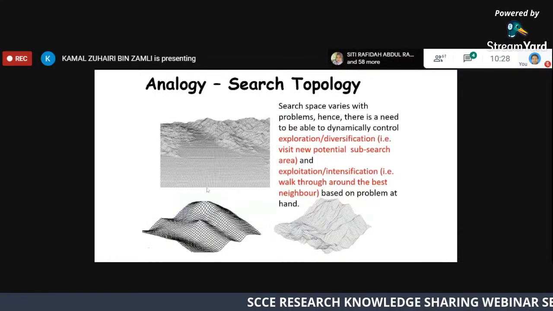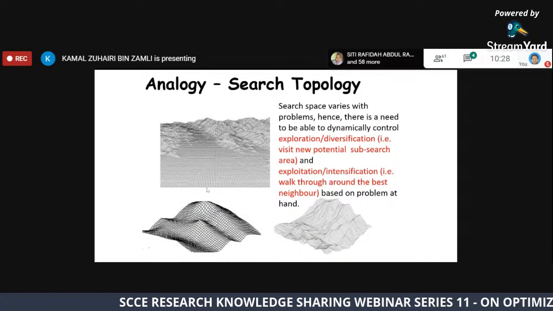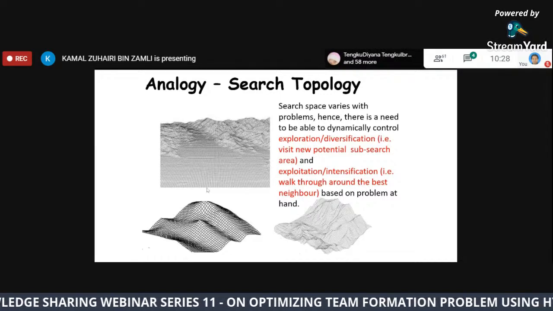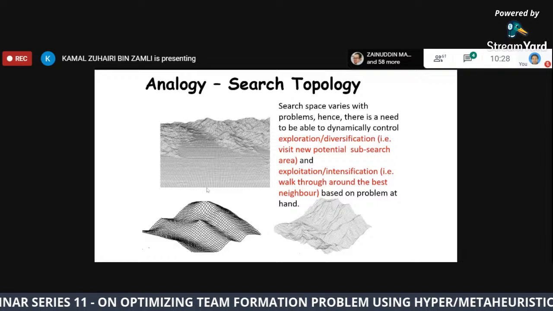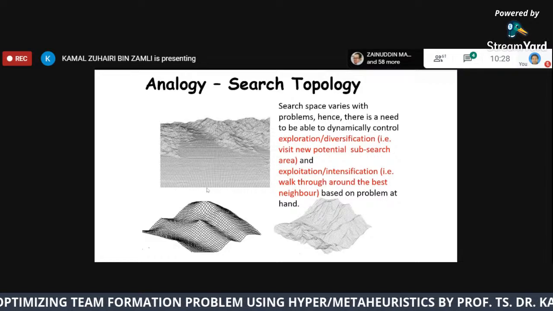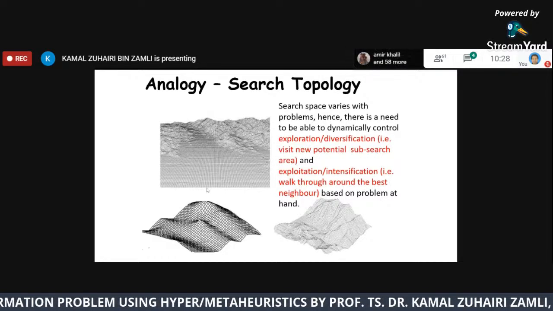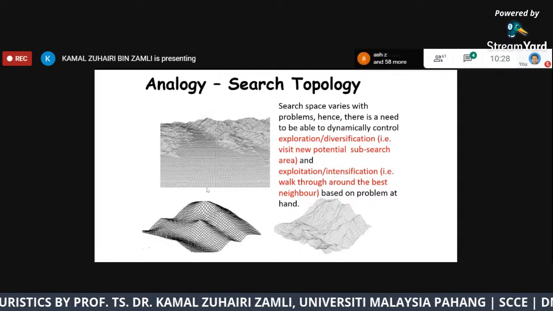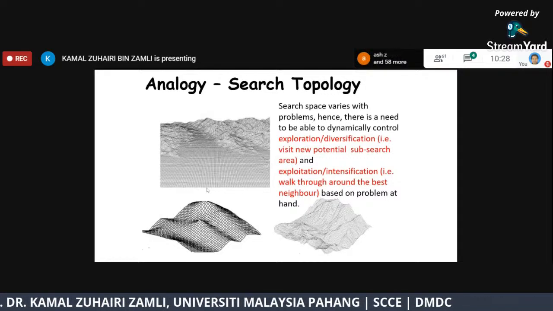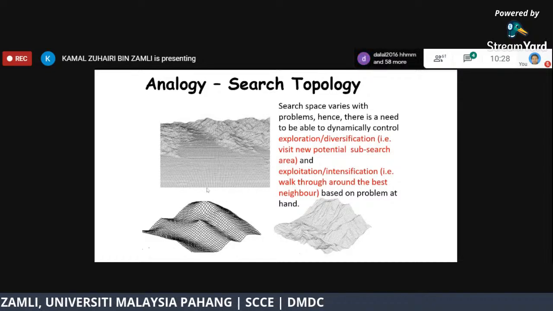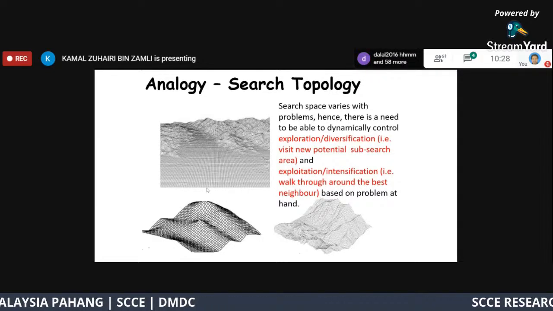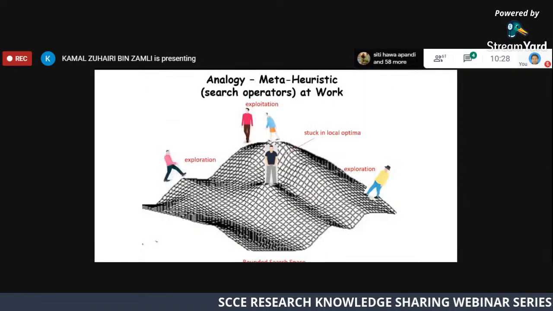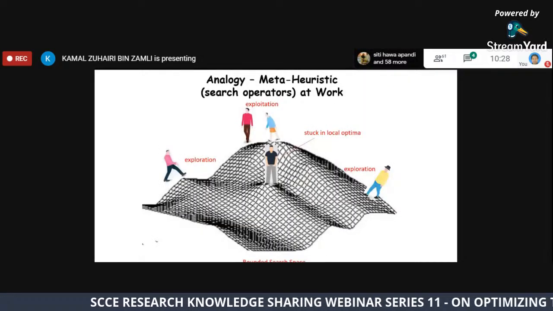Now, maybe some people have seen this slide before. Basically, when you do meta-heuristic, there are two main components. One is called exploration, one is called exploitation. Different search spaces have different contours. Some have many peaks, some have only 2 or 3 peaks. So being able to explore and exploit effectively, regardless of the search contour, is the idea behind meta-heuristic.